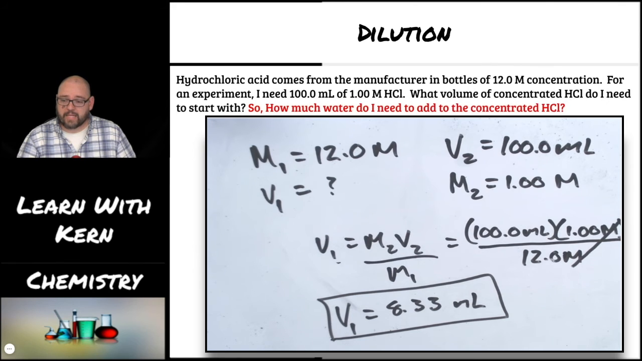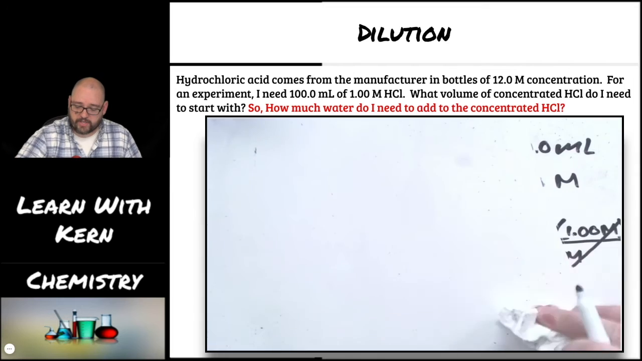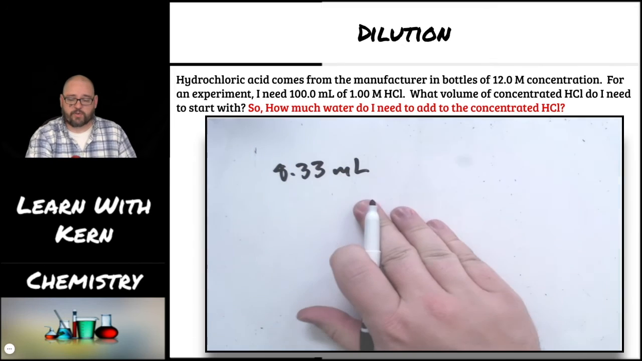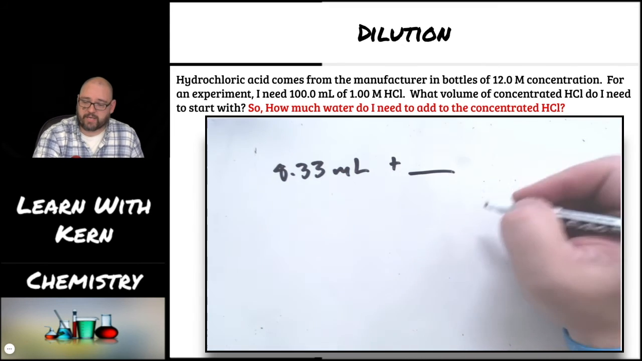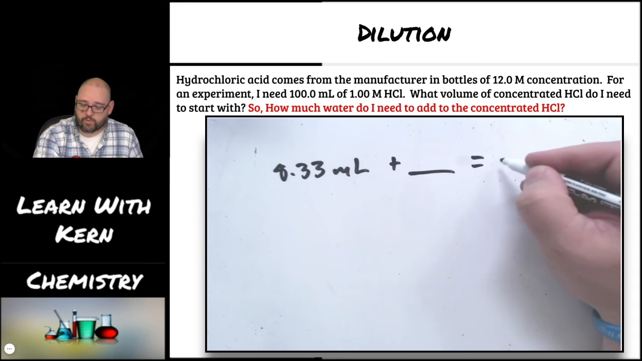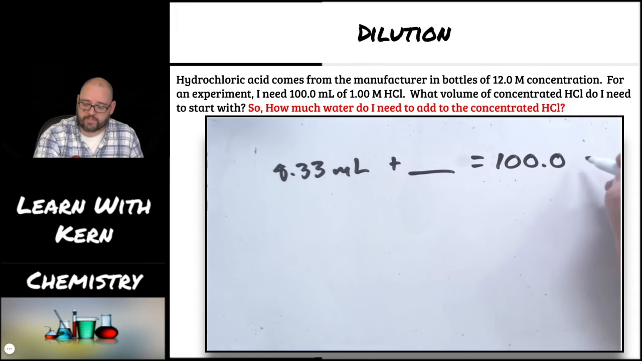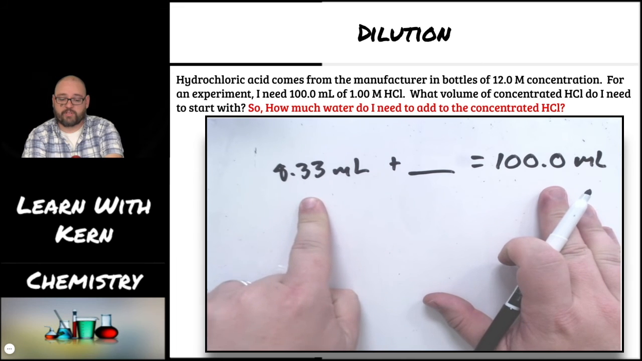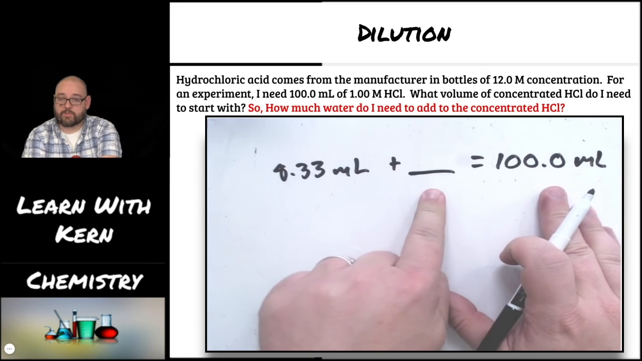which actually leads us to the rest of this question. How much water do I need to add to the concentrated hydrochloric acid? So the way I'm going to dilute this solution is I'm going to measure out 8.33 milliliters of my concentrated solution, and I'm going to add some amount of water to it so that I can get a total solution of 100.0 milliliters. I want 100 milliliters, so I'm going to do 8.33 milliliters of my concentrated solution, and this is how much water I'm going to add.